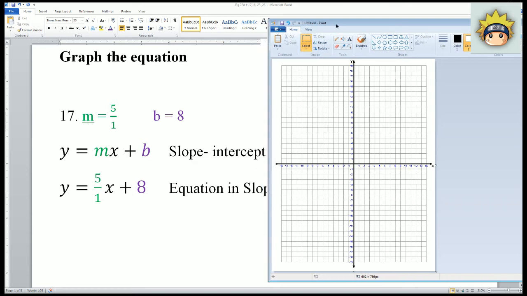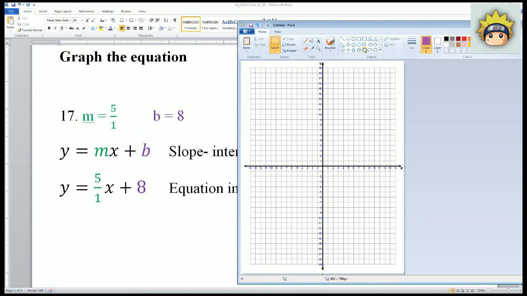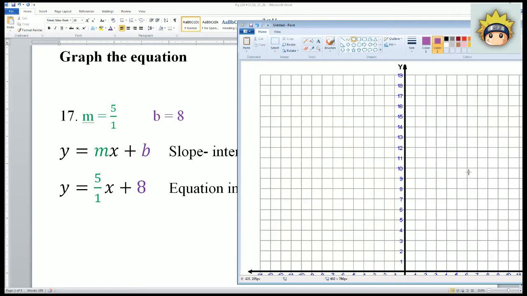Now let's graph it. We should always start at the y-intercept, which is 8. So let me go to 8. You can't really see this well, so let me zoom in. Do you see the 8? The 8 here is the y-intercept, because that is where the line passes through the y-axis. And based on the slope, it's telling us to go up 5, across 1.